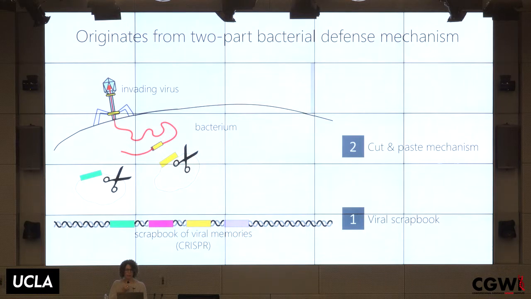So what it does is it takes a bit of the invading RNA and puts it in here, and it has this sort of scrapbook of viral memories. Now if the bacteria gets invaded again by a virus with that little bit, it's primed to see it, just as our adaptive immune systems are primed to see it.